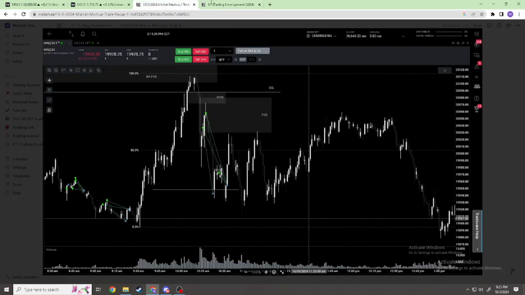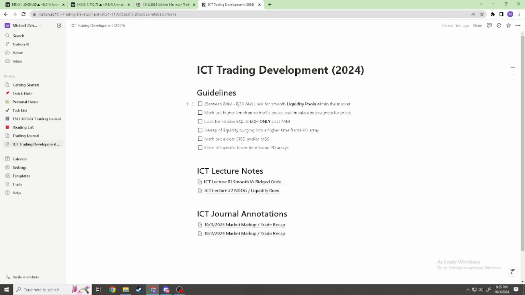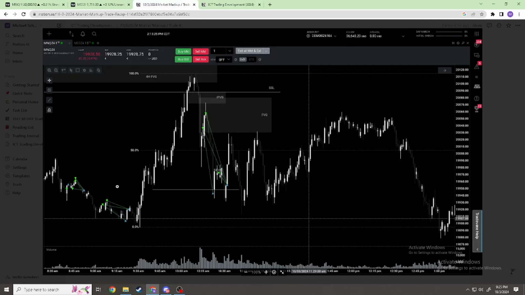So, let's go over the guidelines again. Between 8 a.m., 8:30, look for smooth liquidity pools within the market. What's going on here? So we got smooth liquidity runs. And why do I take a trade here, you say? Because we got fair value gaps and it's smooth. We got a strong displacement down. And this is pre-market. It's very low liquidity and it's good practice for me. But this is not where I want to target and not where I want to trade. I want to trade here.